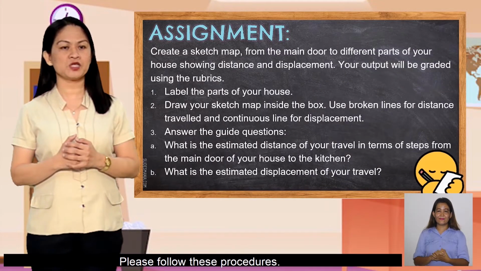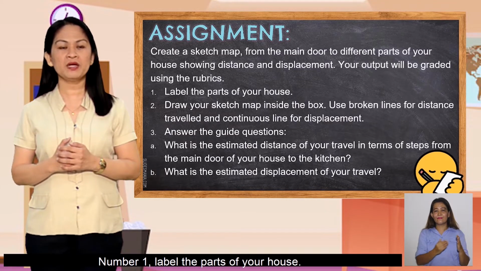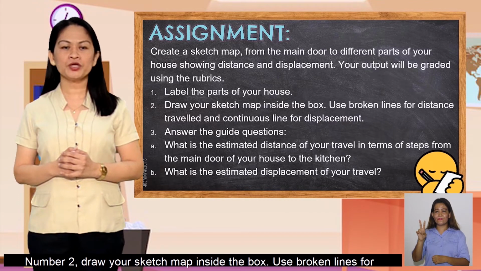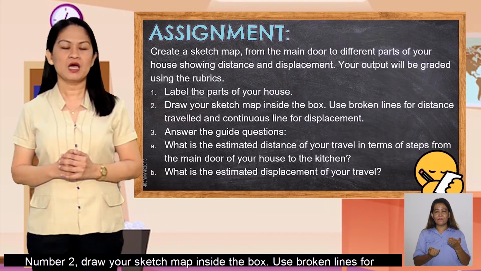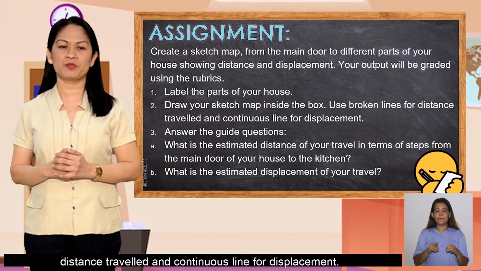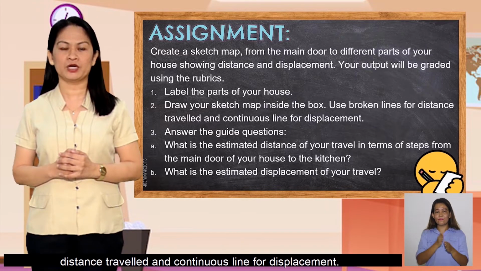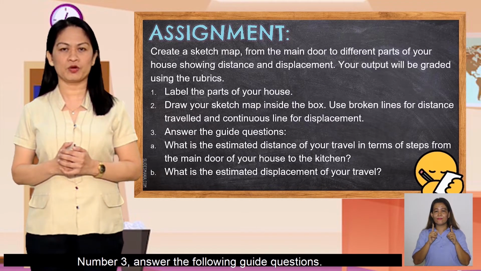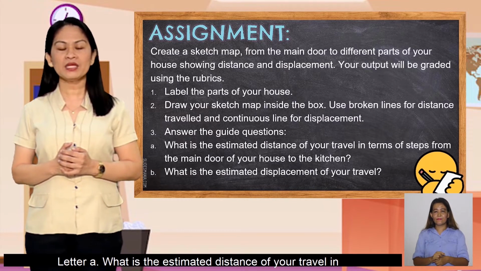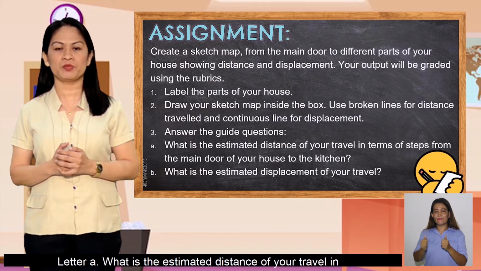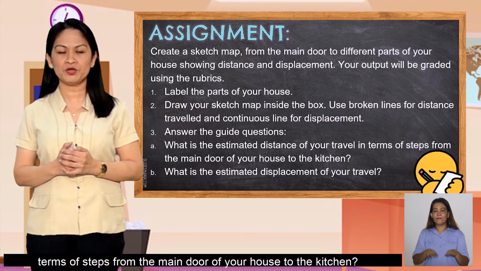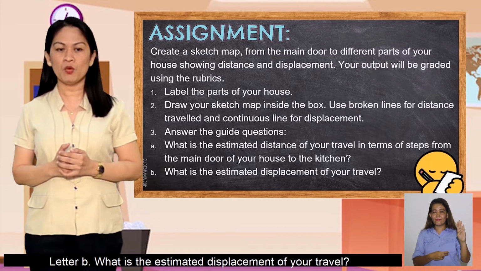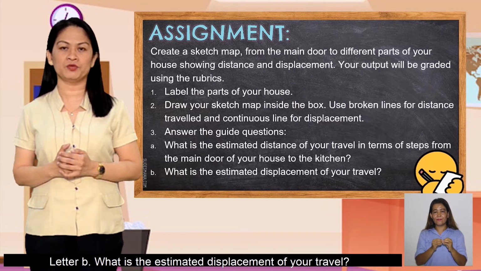Please follow these procedures. Number 1, label the parts of your house. Number 2, draw your sketch map inside the box. Use broken lines for distance traveled and continuous line for displacement. Number 3, answer the following guide questions. Letter A, what is the estimated distance of your travel in terms of steps from the main door of your house to the kitchen? Letter B, what is the estimated displacement of your travel?